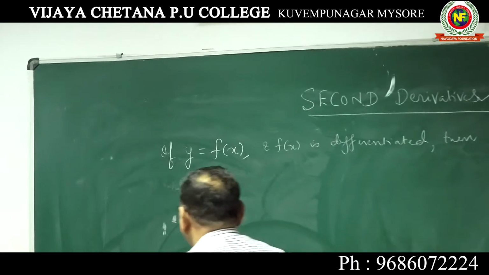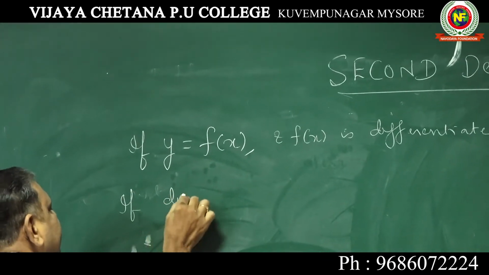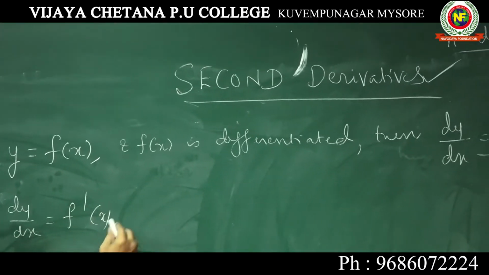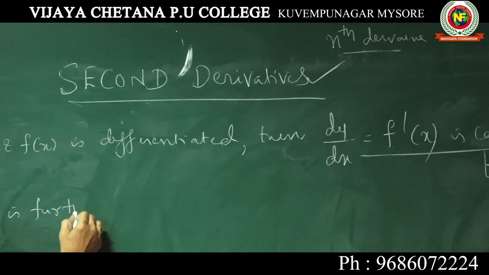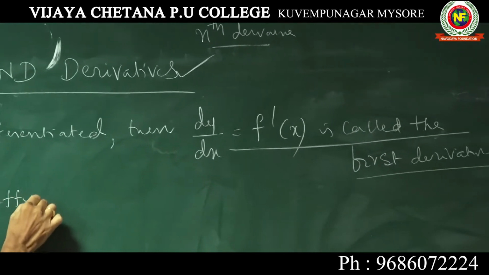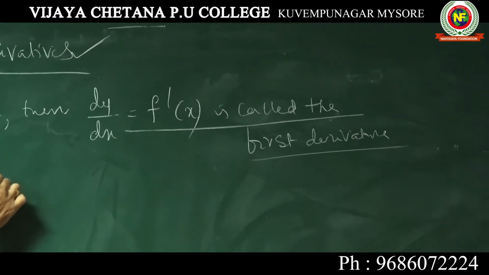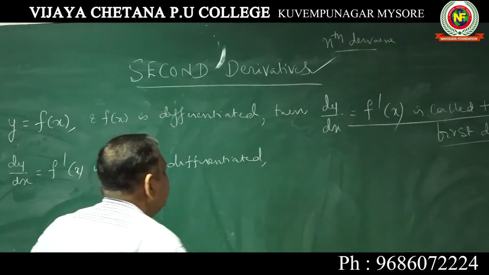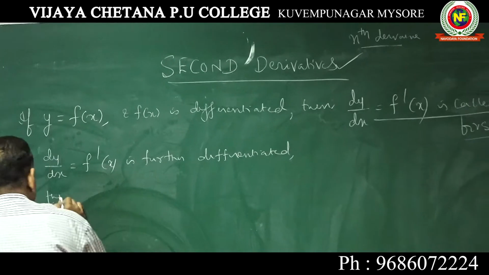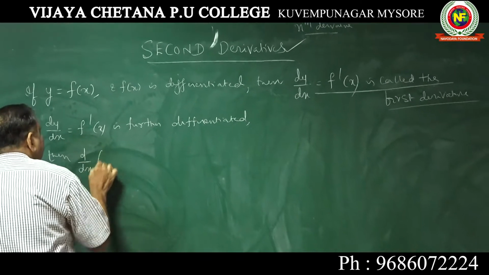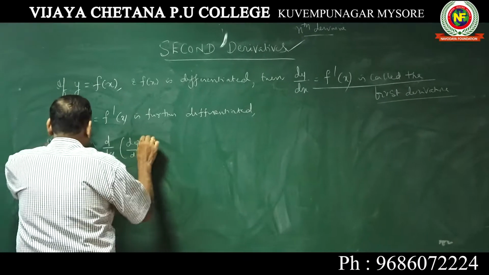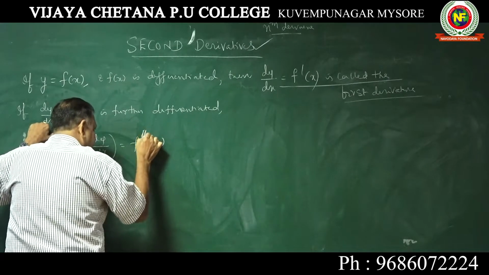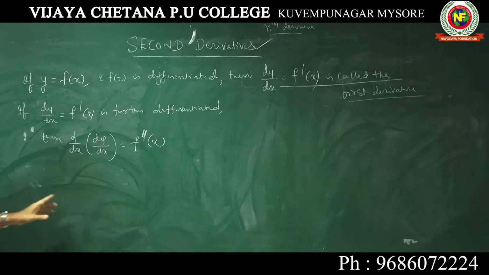If dy by dx equal to f dash x is further differentiated, then it becomes d by dx of dy by dx. That means you are differentiating a second time, and we call it f double dash x.